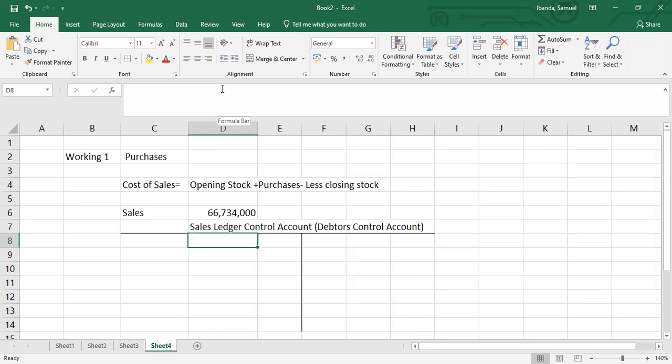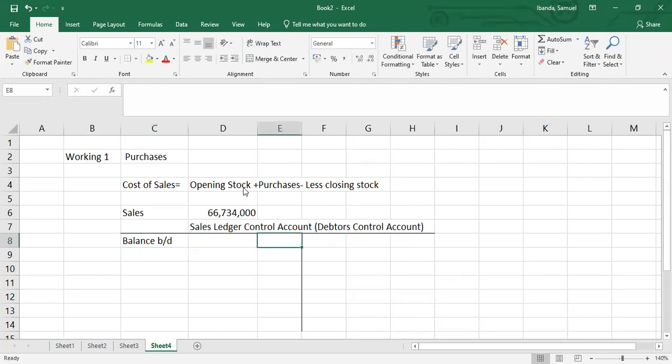Now, just like the way we do for debtors, the sales ledger control account also has a balance brought down, okay? And that balance brought down is on the debit side because this is a debtors control account and debtors have a normal debit balance. So the balance brought down is supposed to be on the debit side.